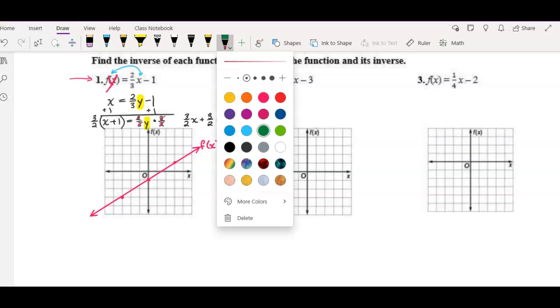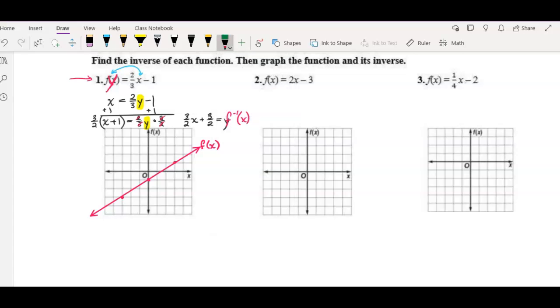Next, I'm going to graph f inverse. f inverse of x is right here. That says begin at 3/2, which is 1.5, and go up 3 over 2, or down 1, 2, 3, back 2. So when I connect these points, hopefully there'll be a reflection about the line y equals x. That invisible dotted line that would run right through our coordinate grid.